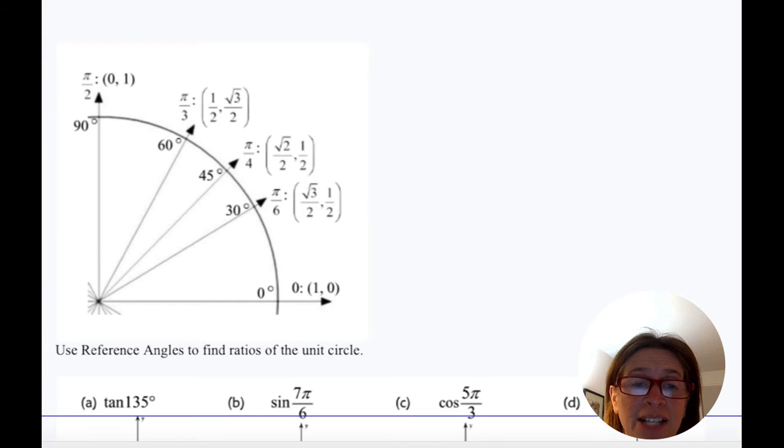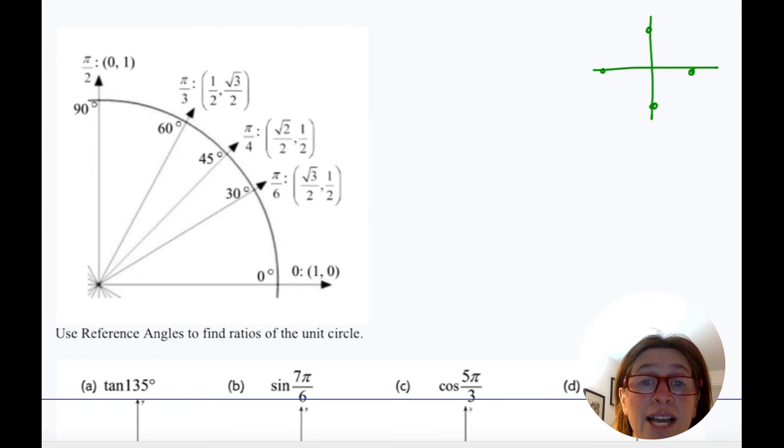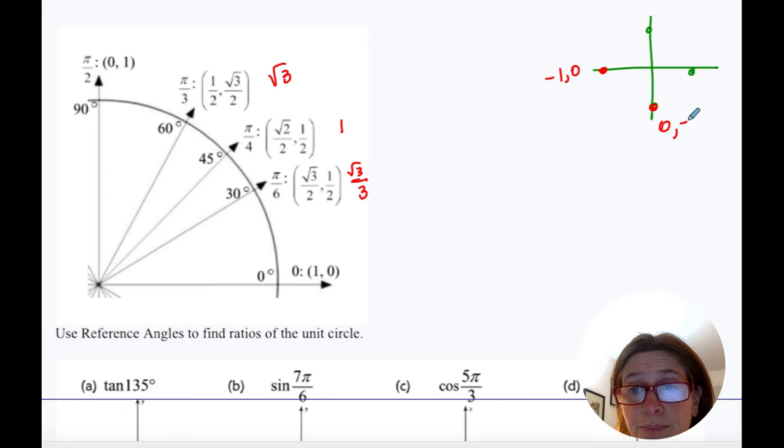So remember I've said to you that really the only thing I want you to 100% know is your radian measure in quadrant one. I don't want you memorizing the whole unit circle, so I want you to know your quadrantals, so the ones right here, here, here, and here. And I want you to know quadrant one sine, cosine, and tangent. So I'm going to go ahead and write the tangents in here: root 3 divided by 3, 1, and root 3. And then I'm going to put in my other quadrantals over here, which would be -1, 0, and 0, -1.